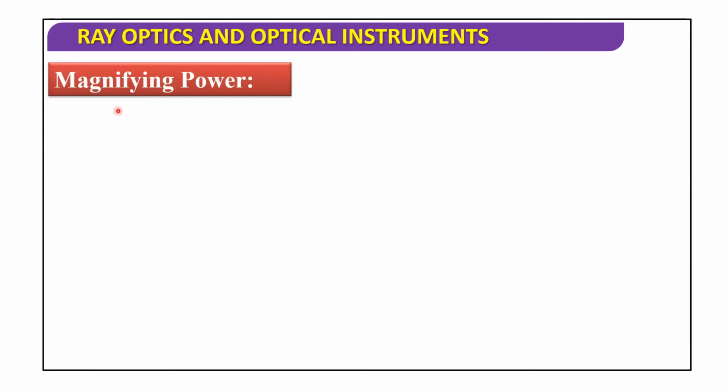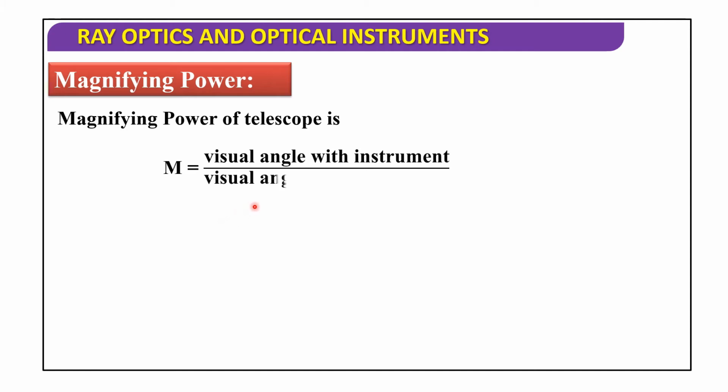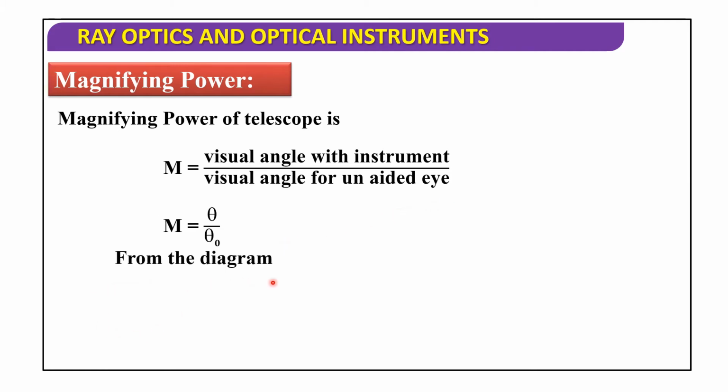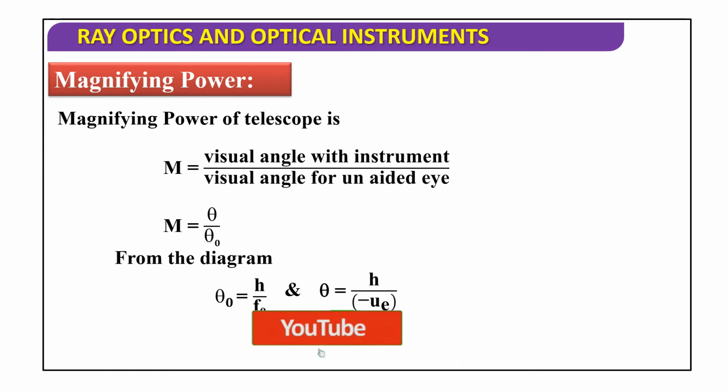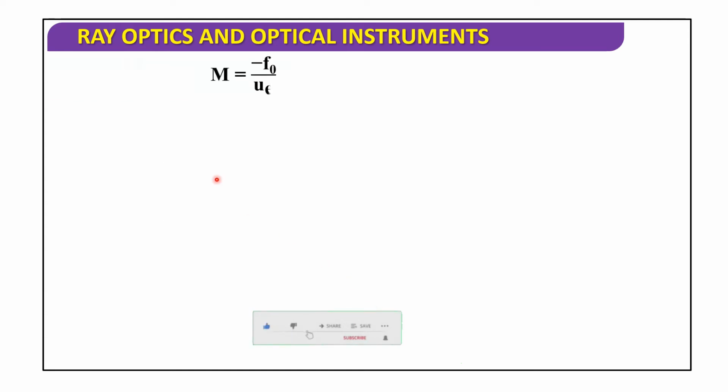Now discuss magnifying power. Magnifying power of a telescope, m, is equal to the visual angle with the instrument by the visual angle for an unaided eye. So m is equal to theta by theta naught, where theta is the visual angle with the instrument and theta naught is the visual angle for the unaided eye. From this diagram, theta naught is equal to h by f naught and theta is equal to h by minus ue. This is the eyepiece distance. M is equal to minus f naught by ue.